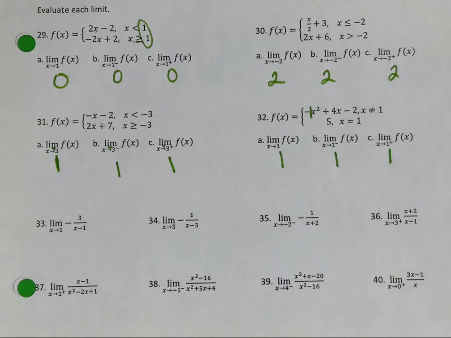Number 30. Okay. As x approaches negative 2 from the left, so I'm thinking of the numbers to the left. Well, to the left of negative 2, this represents them to the left. So I take negative 2, divide by 2 is negative 1. Negative 1 plus 3 is 2. To the right would be this interval. 2 times negative 2 is negative 4, plus 6 is 2. Both one sides are equal to the same value. Therefore, does that make sense?